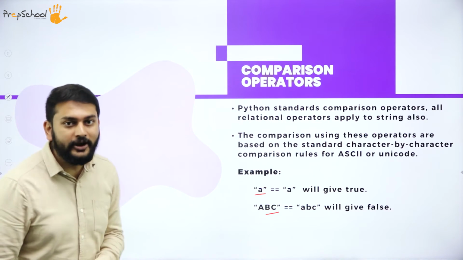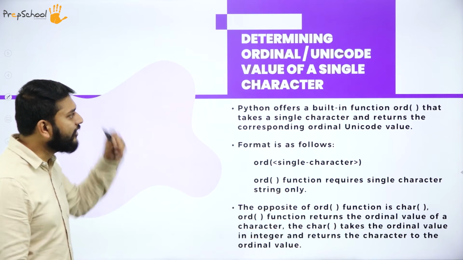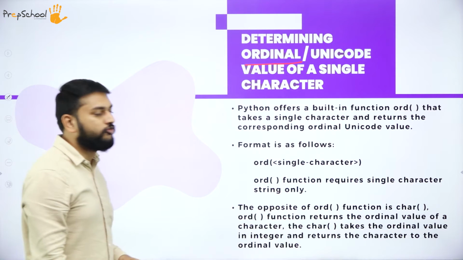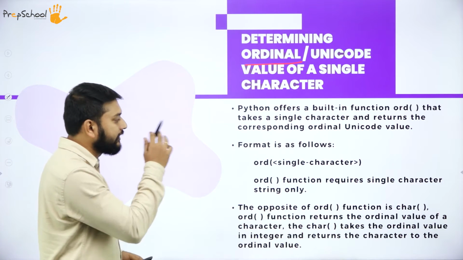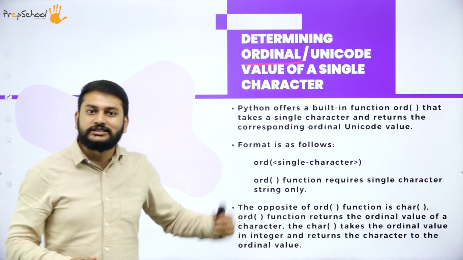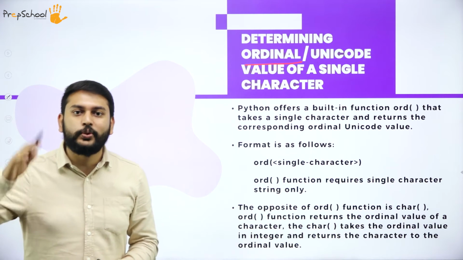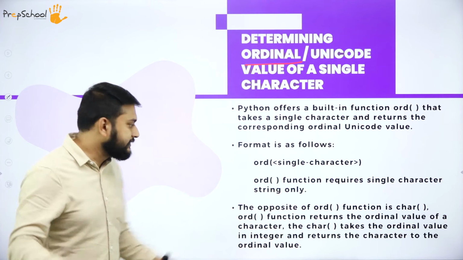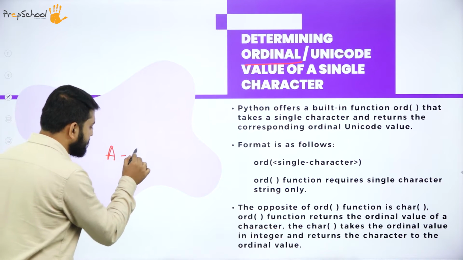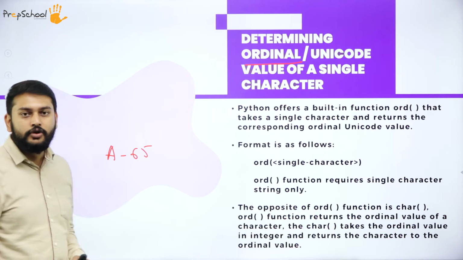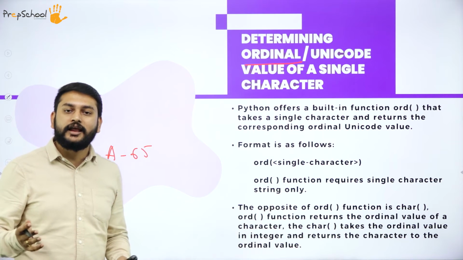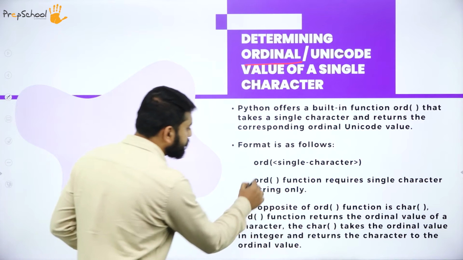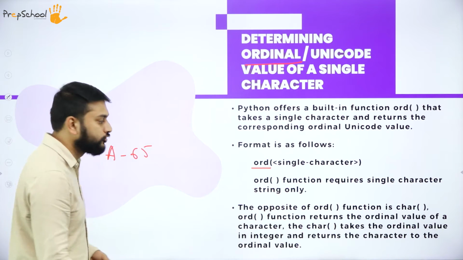So what is the next operator that I have? I have something called ordinal or Unicode values for a single character. I told you in the previous slide, each and every character will have an ASCII value or ordinal value. So let's take A, which has 65. A means 65. So how do I know what character has what ASCII value? To know that, we have a function called ORD.